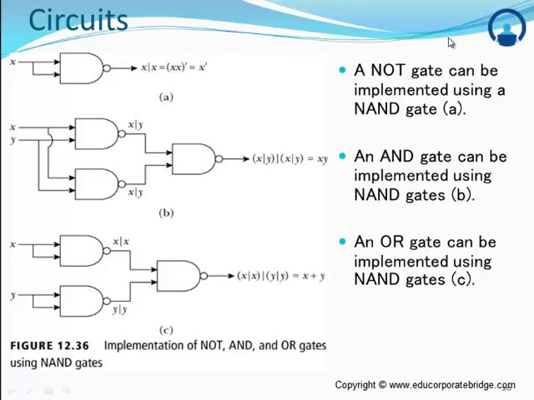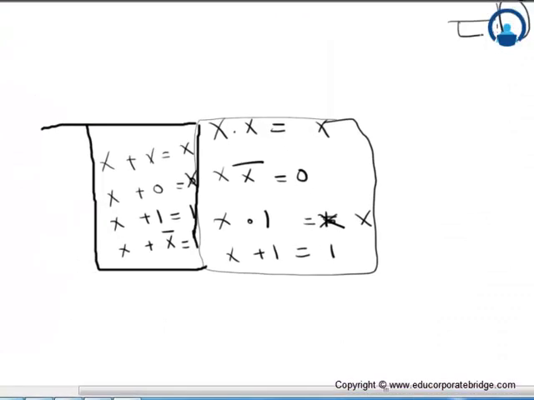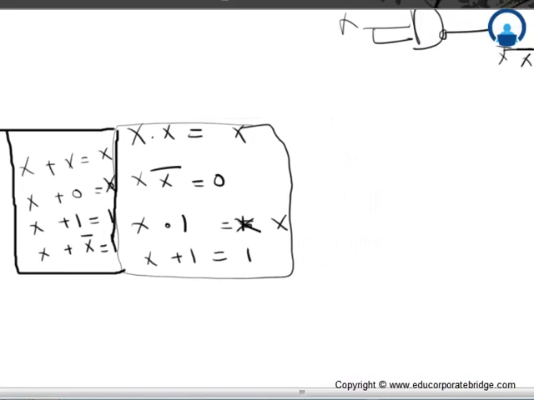From this circuit we can check that a NOT gate can be implemented using a NAND gate. For this circuit, if we say this is the gate, with input x, the output here will be x bar, x into x bar. As I have shown previously, x into x gives x, therefore x into x bar also gives x bar. That is, if we give the input as x, the output here is x bar. That is, the NAND gate here is performing the operation of a NOT gate.